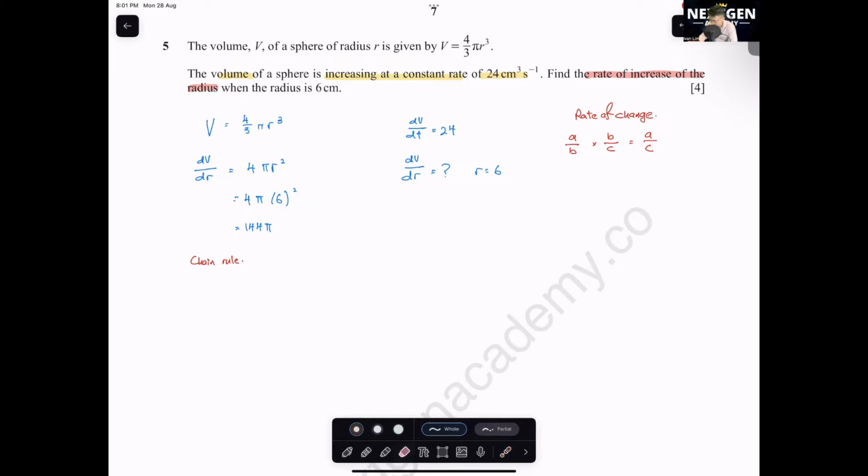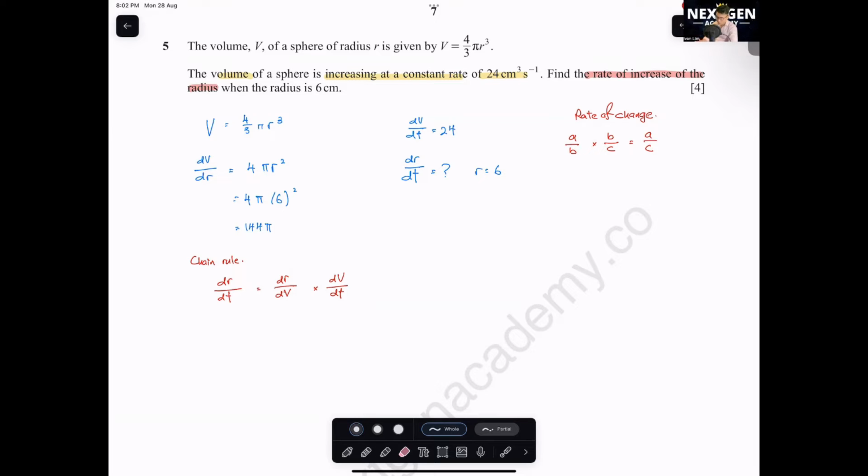Sorry, the teacher blur already. Okay, this one is dV over dt. That's what you want. Okay, construct the equation. This is dr over dt. This is what we want to find, the rate of increase of the radius. So we can construct this equation, which is dr over dt equals to dr over dV times dV over dt. You can inverse the values also, because differentiation is just like a fraction. It's actually a fraction, where you can just inverse it.